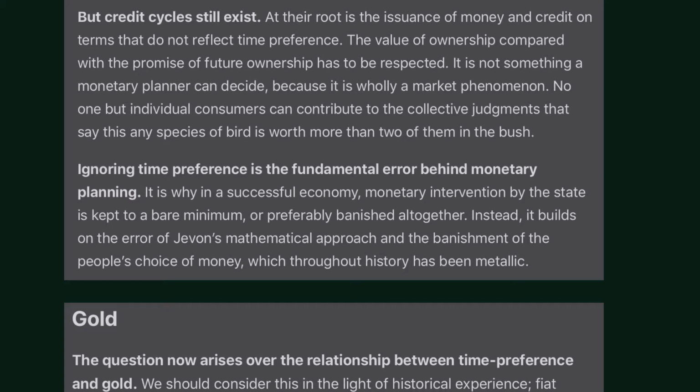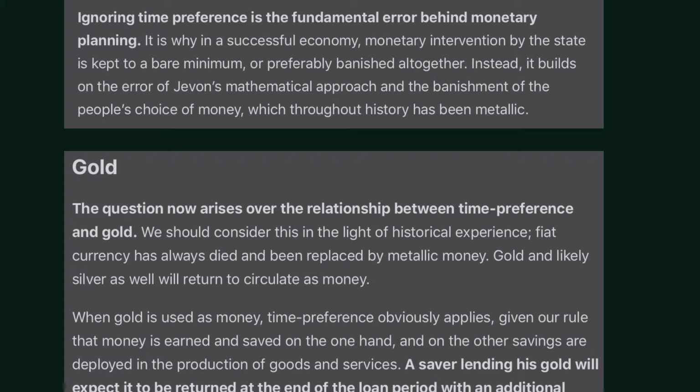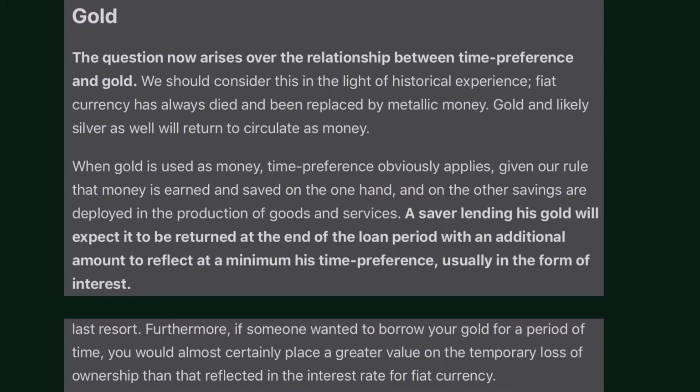Ignoring time preference is the fundamental error behind monetary planning. It is why, in a successful economy, monetary intervention by the state is kept to a bare minimum, or preferably banished altogether. Instead, it builds on the error of Jevons' mathematical approach and the banishment of the people's choice of money, which throughout history has been metallic. Gold. The question now arises over the relationship between time preference and gold. We should consider this in the light of historical experience.